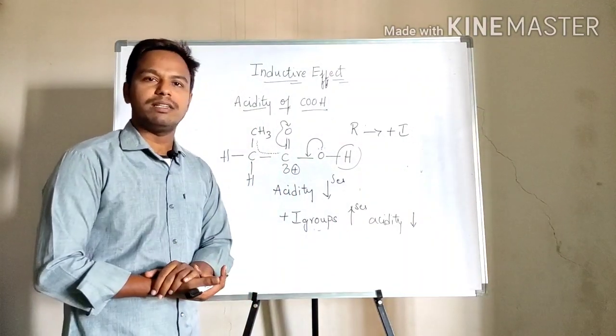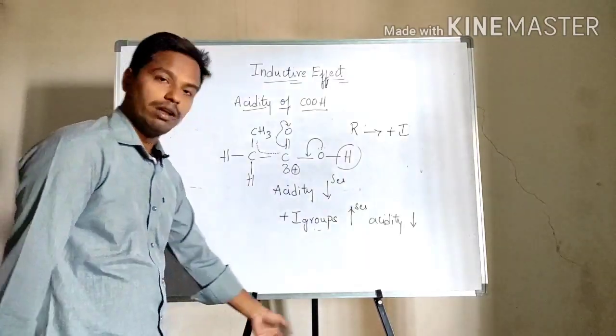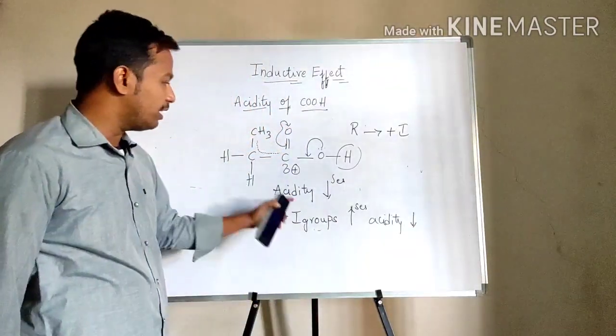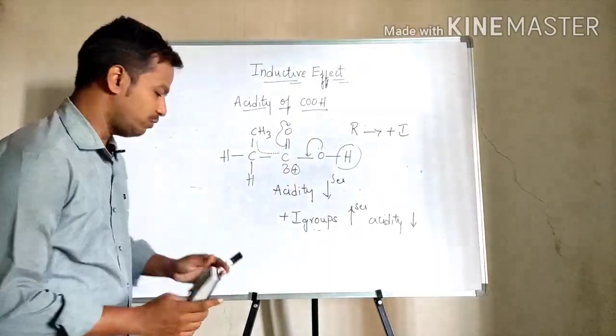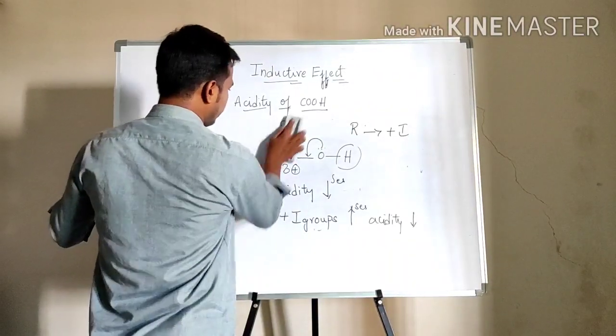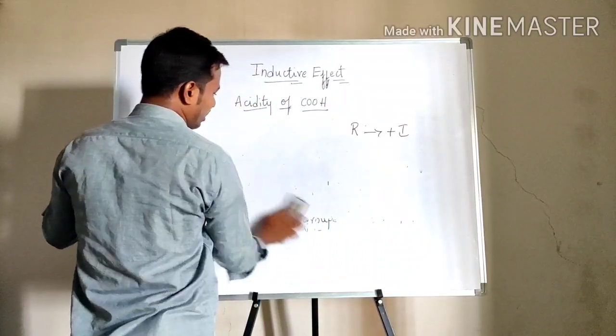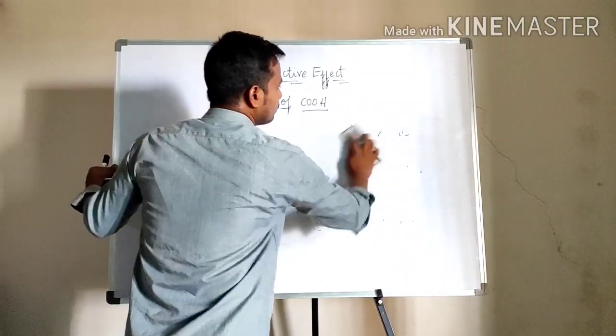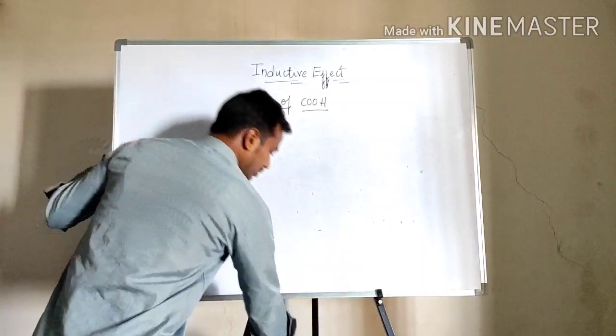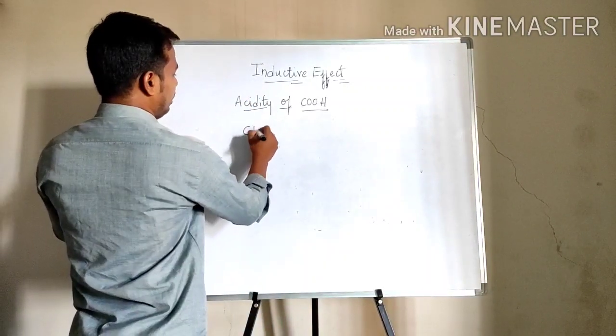What if you replace the plus I group with minus I group? Let's check what will happen. Very interesting it is, if you carefully observe. So what is our actual acetic acid?